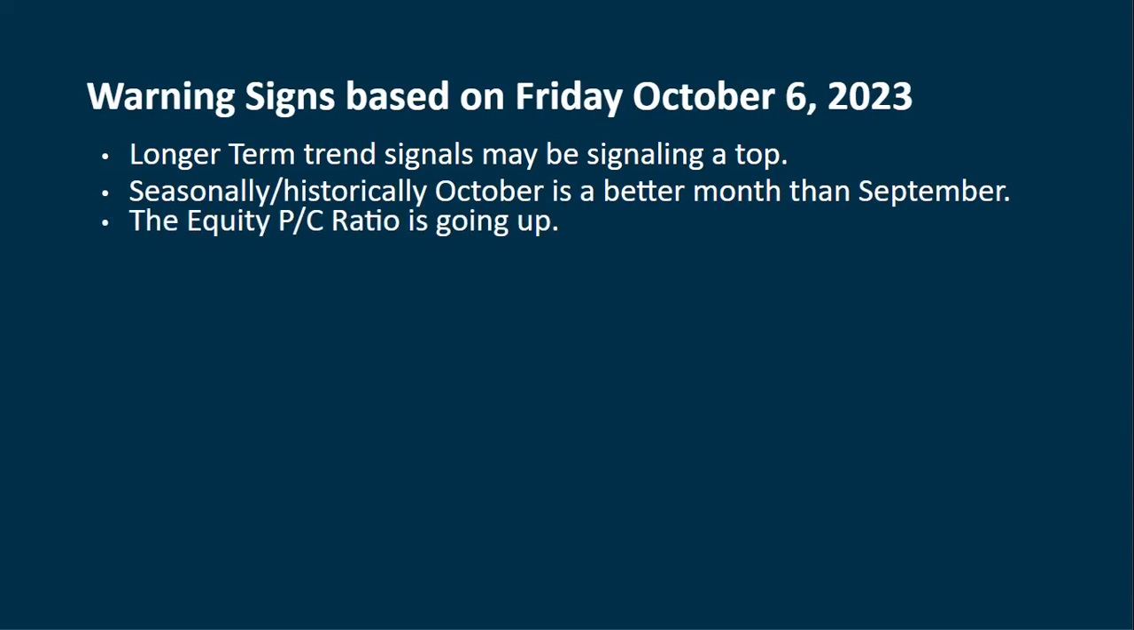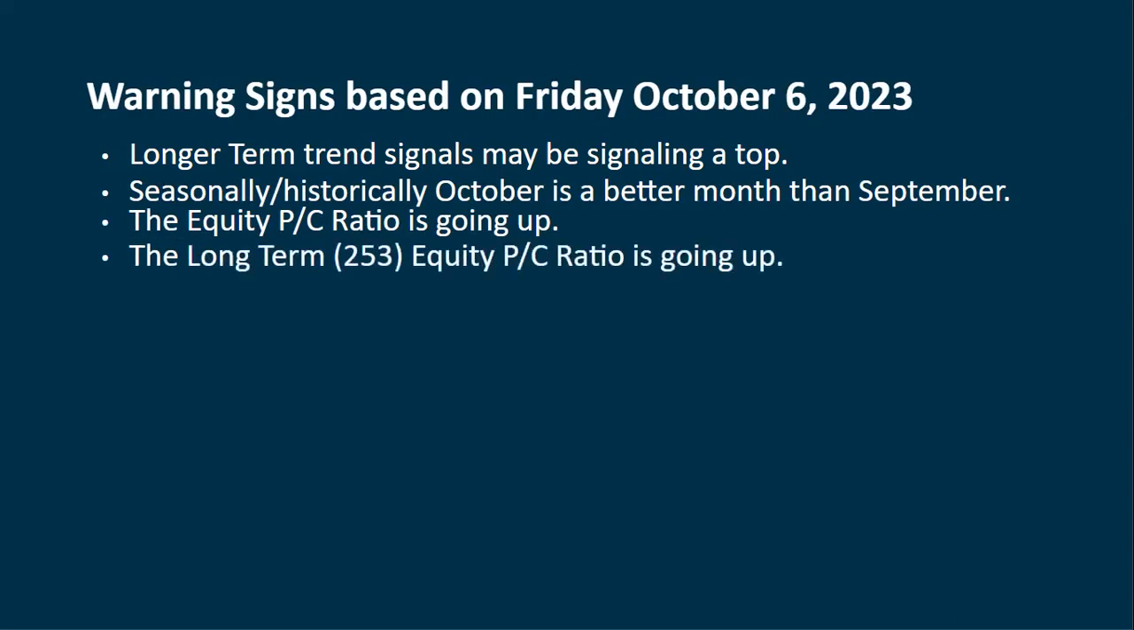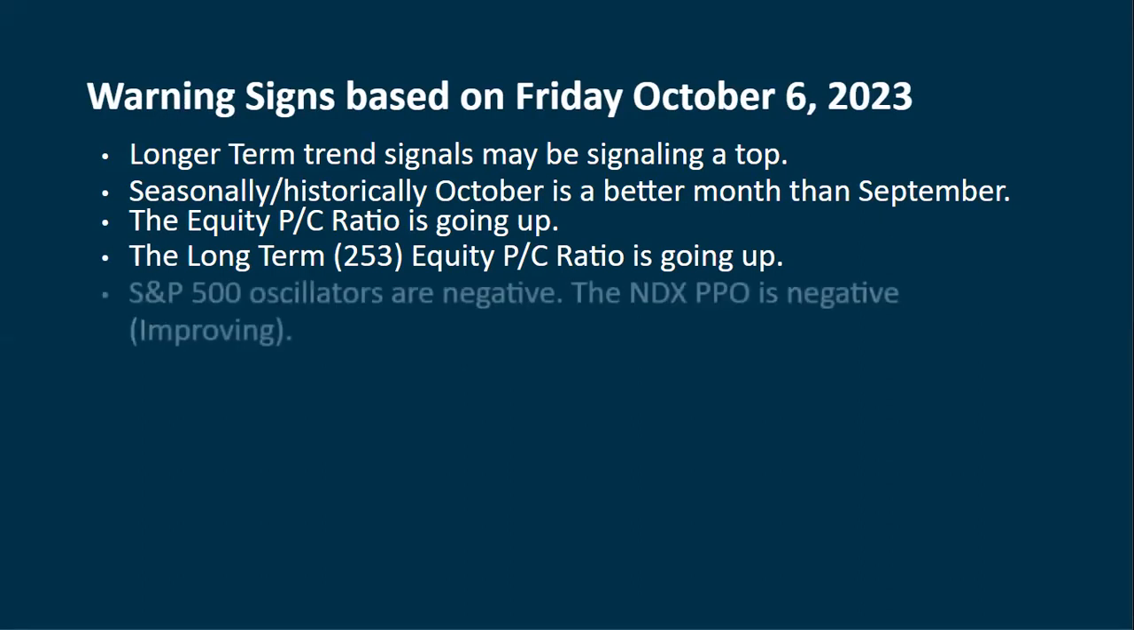The equity put call ratio, which is based on a 5-period simple moving average, that's going up, but it's also extreme. So we're waiting to see if that's going to turn and start to come down. Sometimes that will mark a bottom for stocks. The longer term, we have a 253-period moving average of the equity put call ratio. That's continuing to go up. It's positive when that chart goes down.